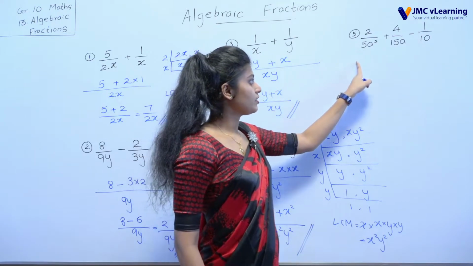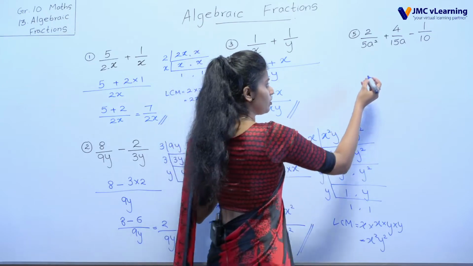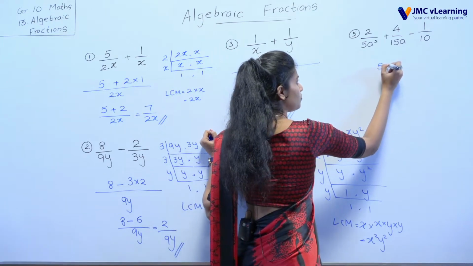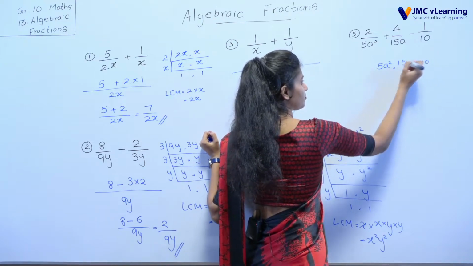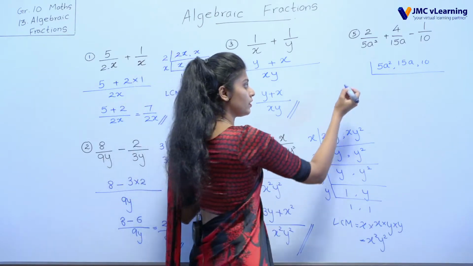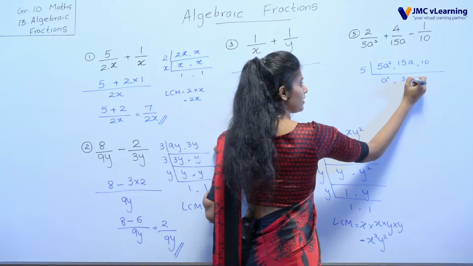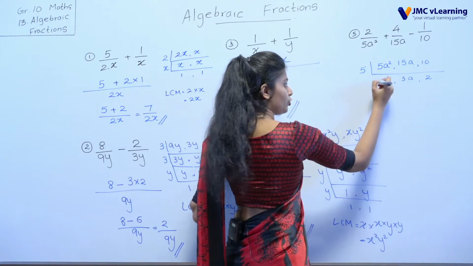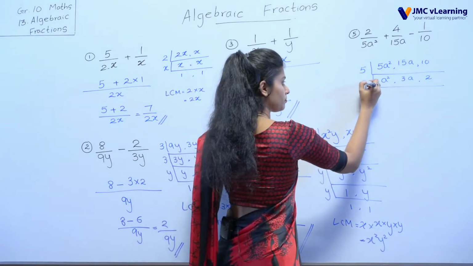Next example, 2 over 5a squared plus 4 over 15a minus 1 over 10. You have to take the denominators of all of these. Let's take the equal denominator of them. 5a squared, 15a and 10. All of this you can divide by 5. Then a squared, 3a, here left 2.